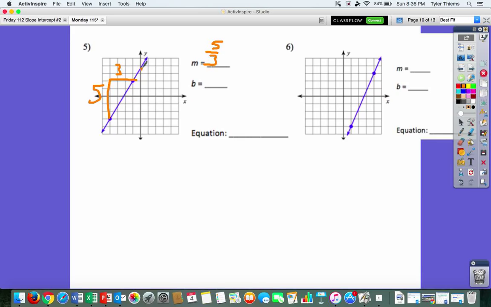And our y-intercept is right here. Again, notice it's not right on the corner point. So it's 1, 2, 3. It's maybe like 3.7, I would say. So then our equation would be y equals 5/3 x plus about 3.7. Press pause and try number 6 on your own.